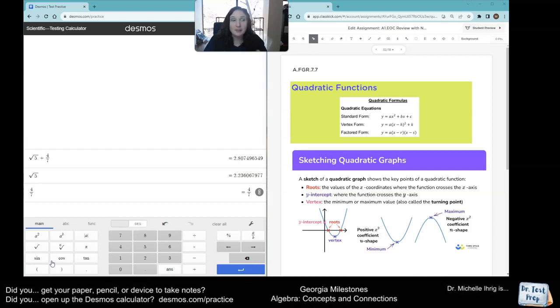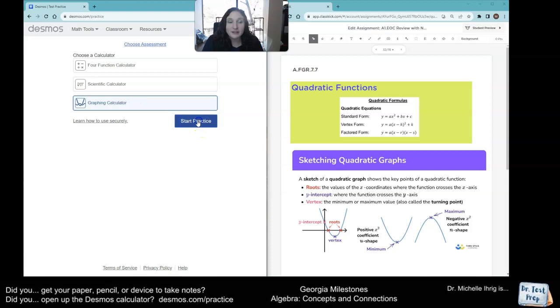Now we're going to talk about quadratic functions, and we'll do some problems coming up. First of all, I'm in the scientific calculator. You can just hit the refresh button and pick the graphing calculator.